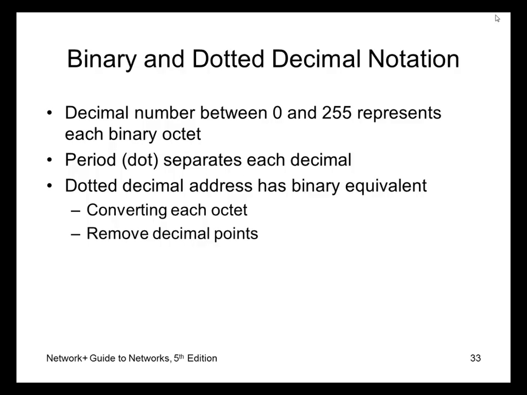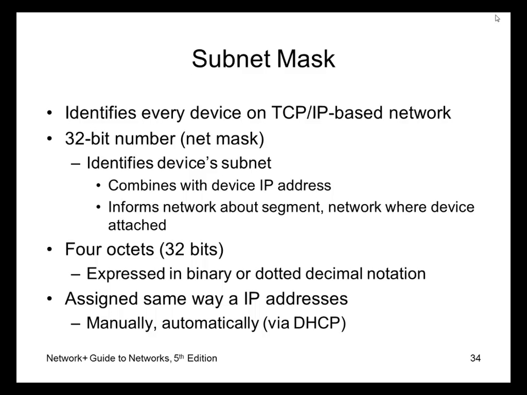All right. It says binary and dotted decimal. It says decimal numbers between 0 and 255 represent each octet. Okay, so those 4 numbers can be converted to binary. Separated by a period, and each one has a binary equivalent. We can convert each, we can remove the decimal points. Okay, and we're going to actually look into doing that. Just not yet.